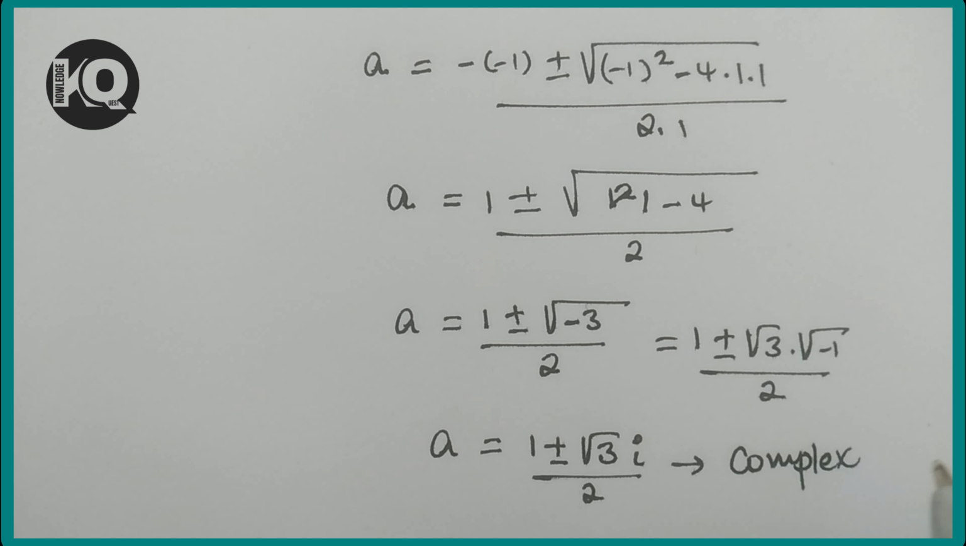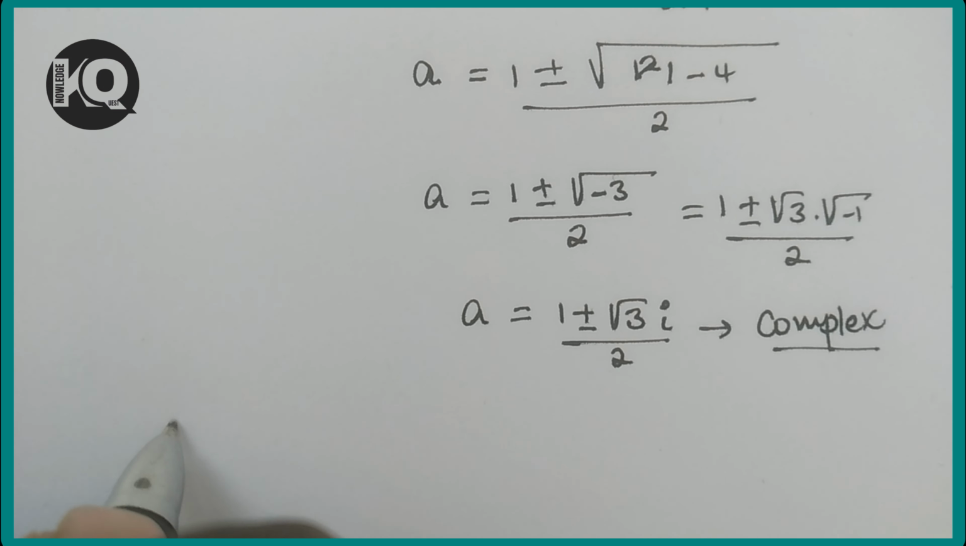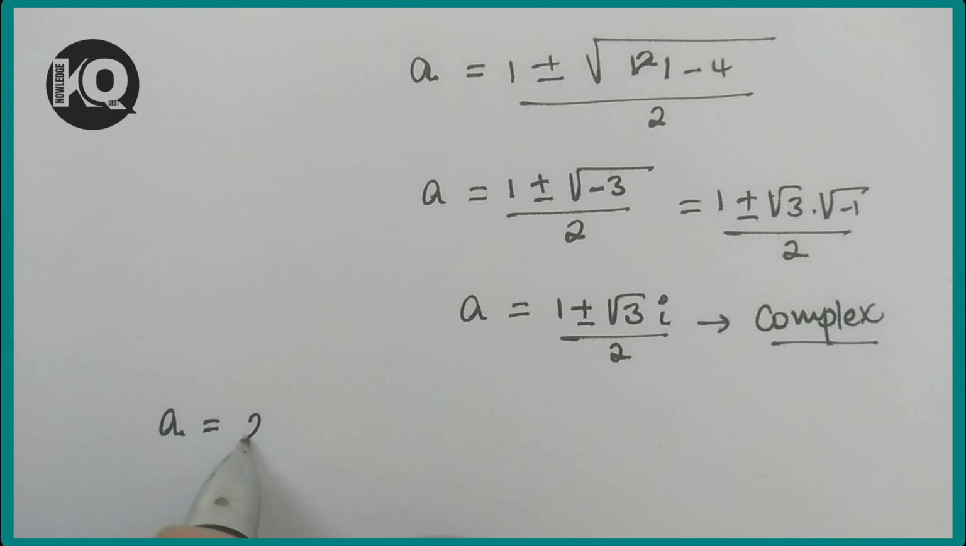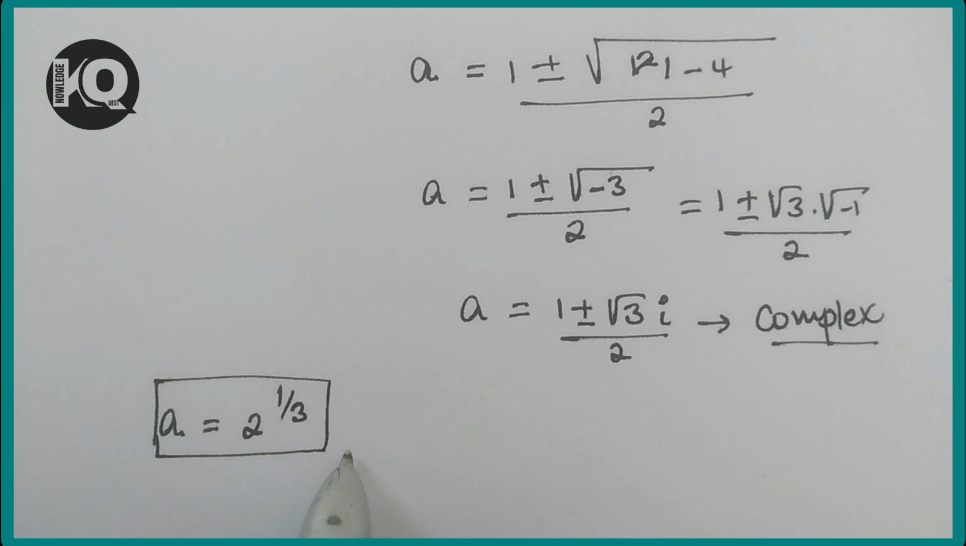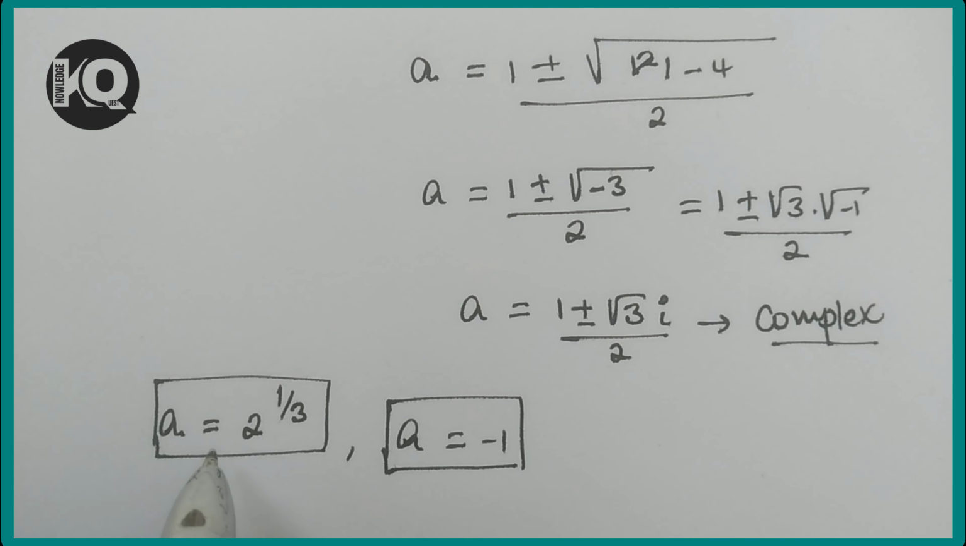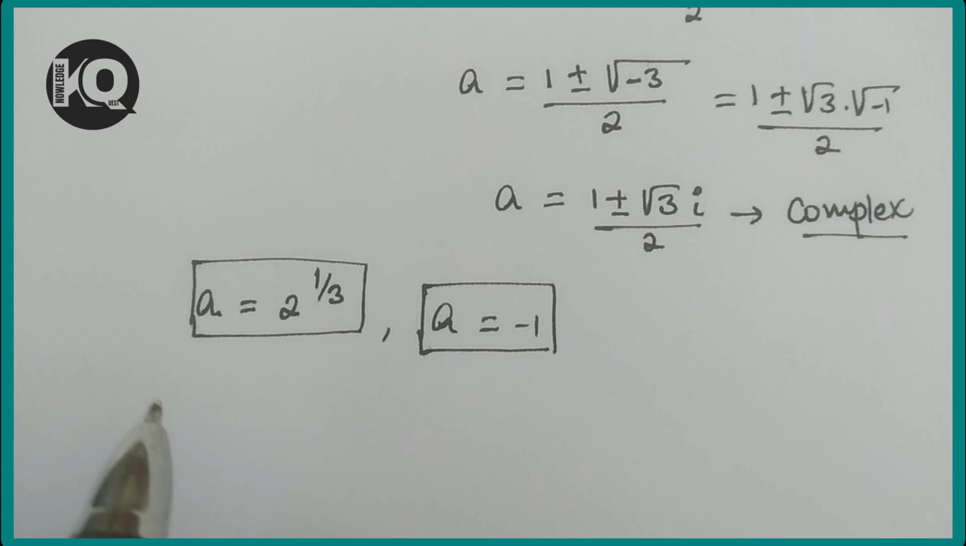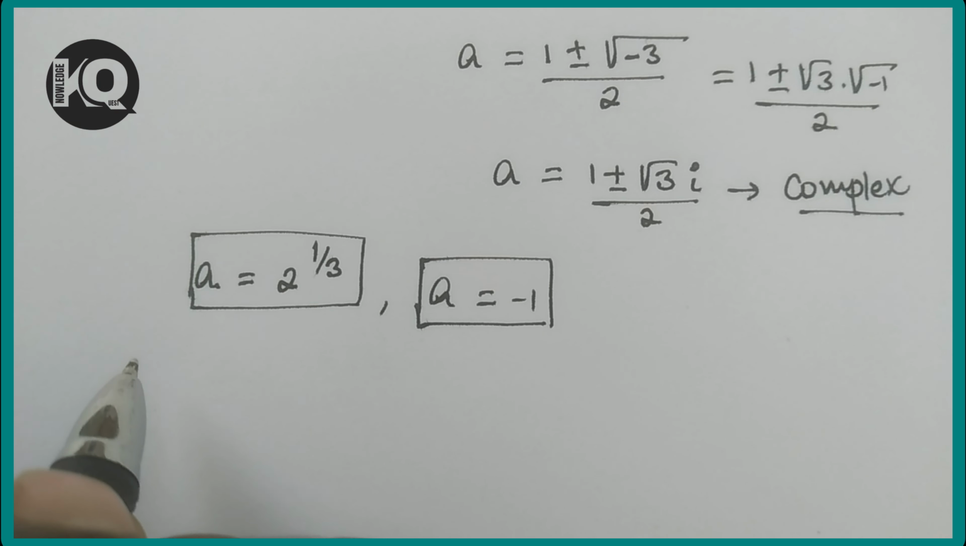But we are asked to find the real solution for a. So our solution will be a equal to 2 to the power of 1 over 3, and a equal to minus 1. The other one is complex, so our answer will be a equal to 2 to the power of 1 over 3, and a equal to minus 1, which will be the solution of the equation. So we can check whether we are right or not. Check.